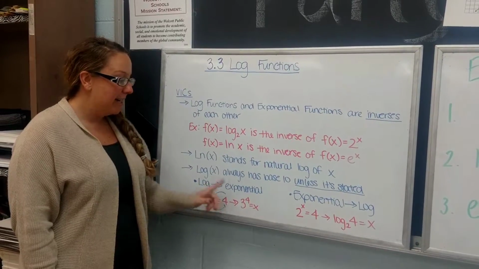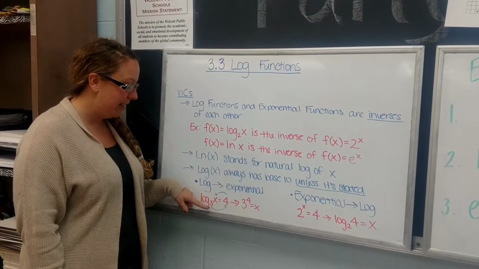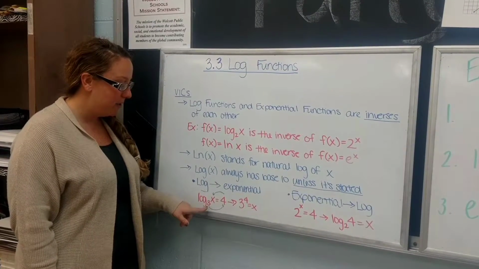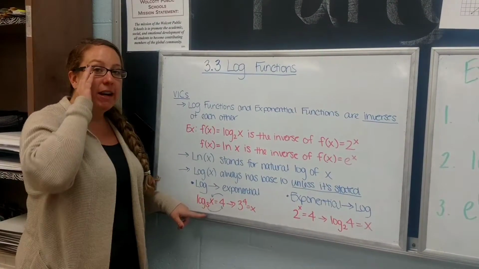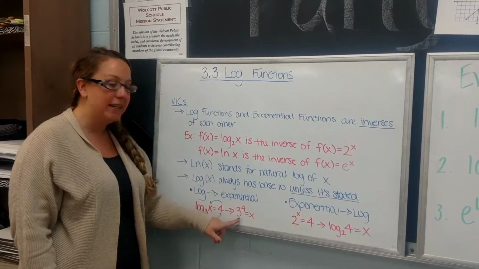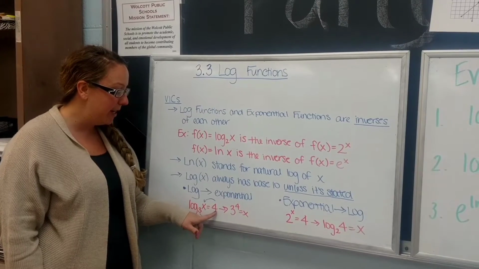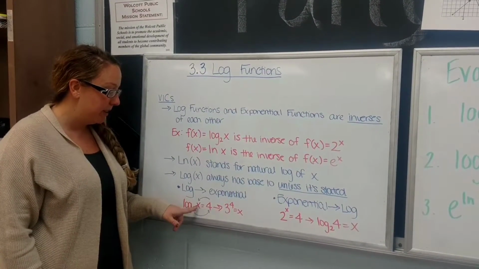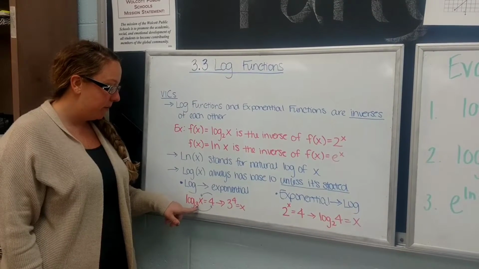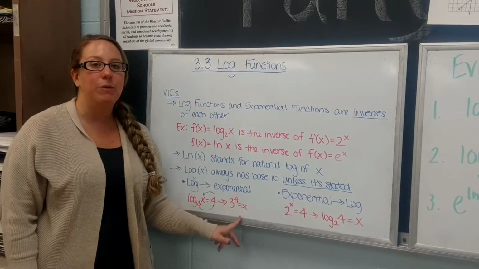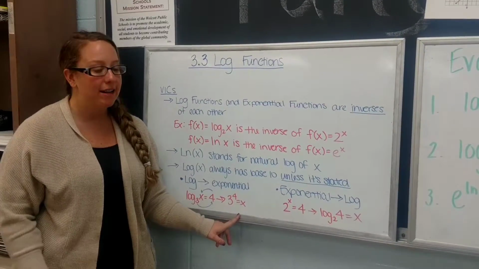So switching from logs to exponentials, I like to think of it as a loop that goes around like this, a circle. So you have log base 3 of x equals 4. When you rewrite it into exponential form, you start at the base. So the base stays the same. It was 3, it still is 3. You raise it to the power of 4 on the other side of your equal sign and set that equal to x. So log base 3 of x equals 4 changes into 3 to the 4th equals x. And from there, you can solve for x.